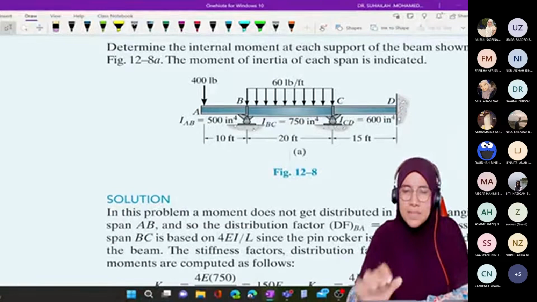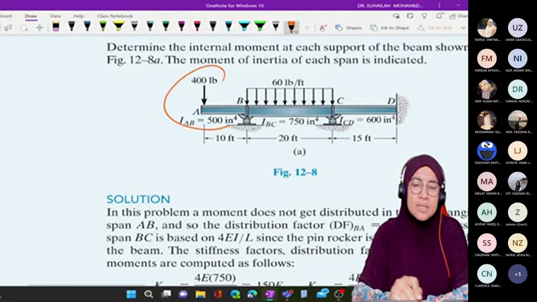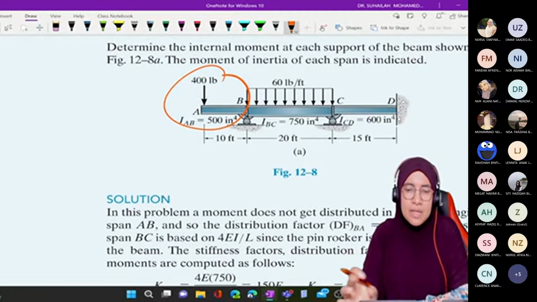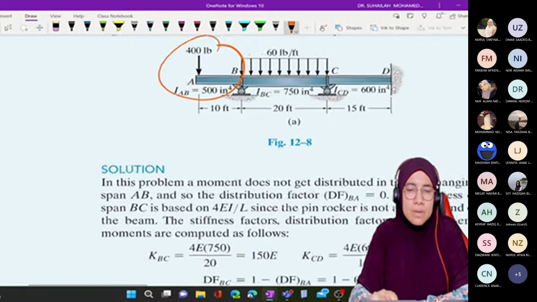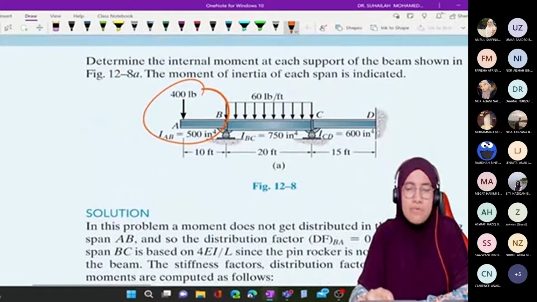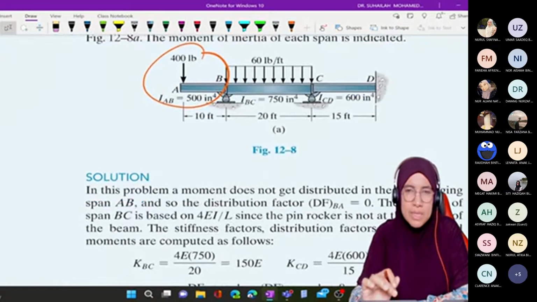So this example is a beam with an end cantilever. If you have a past exam question with a beam with an end cantilever that you want to solve using the moment distribution method, you can refer to this example.